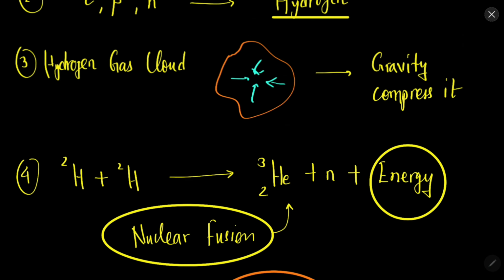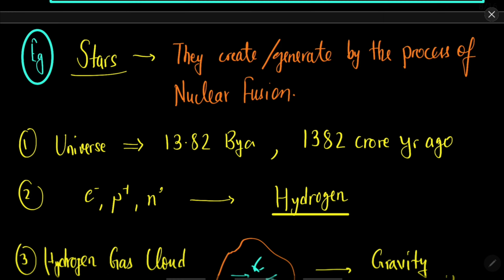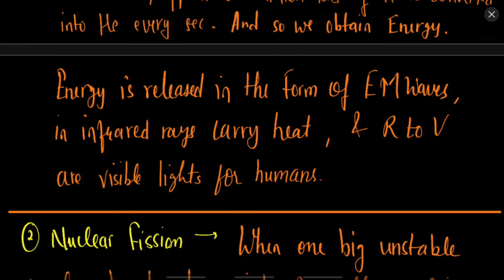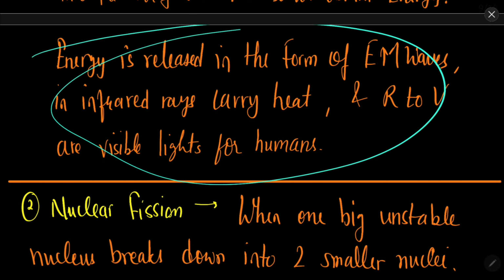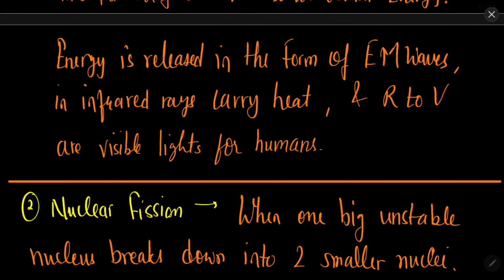So nuclear fusion is the main reason behind the energy of the stars. Stars obtain their energy because of the process of nuclear fusion. This energy is released in the form of EM waves, which are like infrared rays, red to violet visible rays, UV rays, etc.